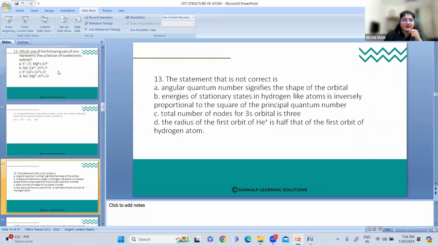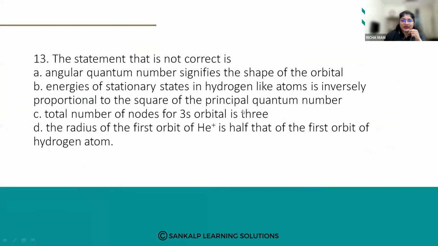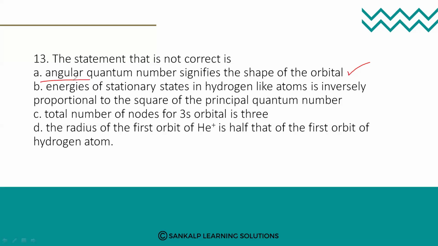So where we were, this particular statement: which is not correct among the following? Can anybody tell me which is not correct? The first statement says the angular quantum number signifies the shape of the orbital. It is a correct statement. Angular, or azimuthal, quantum number signifies the shape of the orbital. So this is a correct statement.